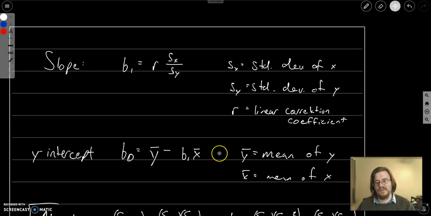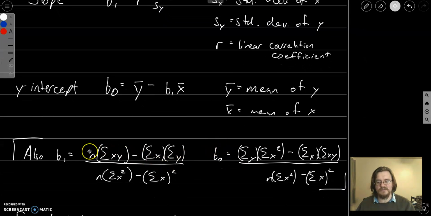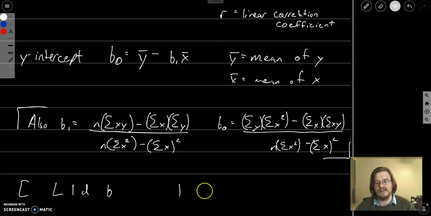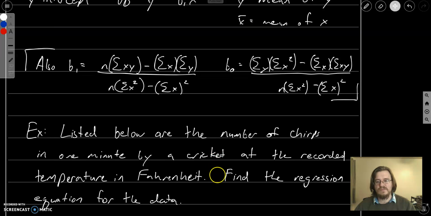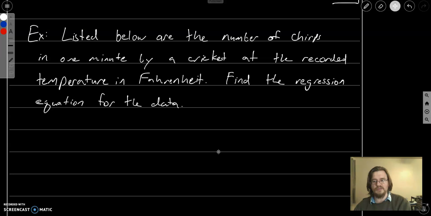to this guy here. Now the computer will use some slightly bigger, messier formulas, B1 and B0, so the slope and the y-intercept, are given here. These equations we won't use, and we will in fact just use StatCrunch to calculate these. So let's go through and actually calculate a line of regression and look at a picture.